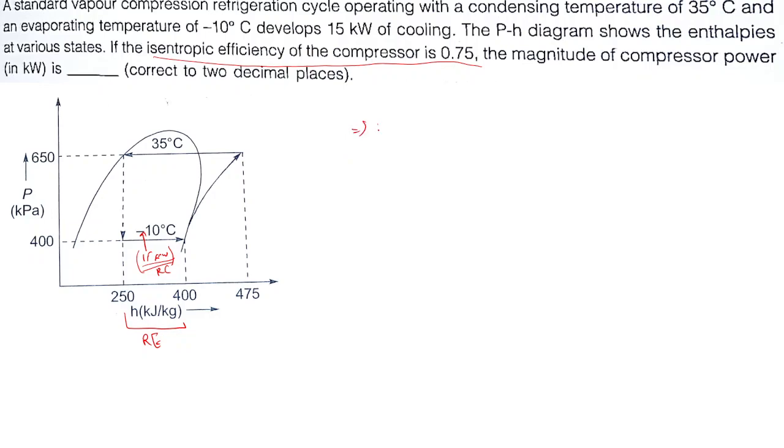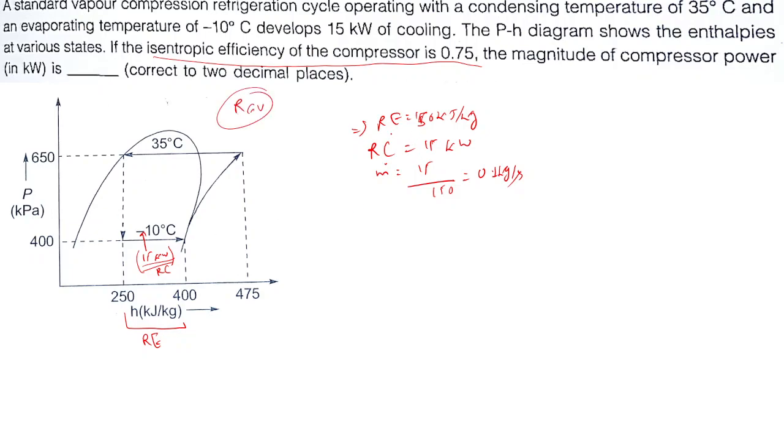So the refrigeration effect would be 150 kilojoule per kg, and this refrigeration capacity is given as 15 kilowatt. So m dot we can find: m dot would be the refrigeration capacity divided by the refrigeration effect. 400 minus 250 is 150. So 15 divided by 150 is 0.1 kilogram per second. Mass flow rate we can calculate from here. So this p-h diagram is actually for the reversible cycle.